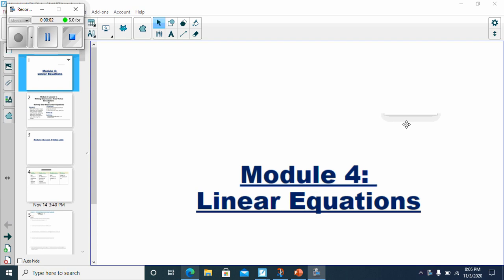This is the beginning of Module 4, linear equations. Now we're going to work on linear equations, or we're going to work towards linear equations through Modules 4, 5, and 6. By the time we get through with this, you should be able to compare linear equations using charts, graphs, data tables, equations, or word problems.